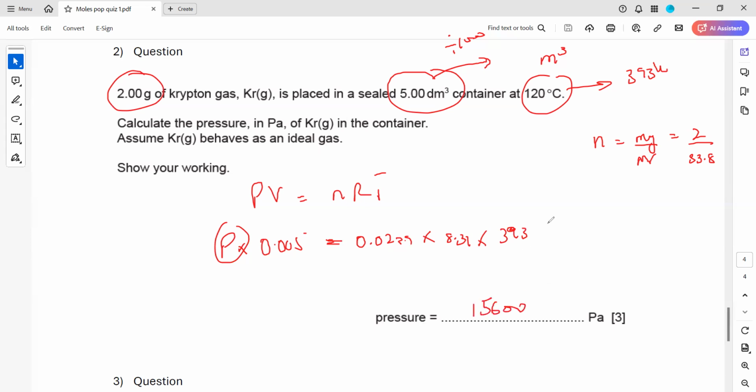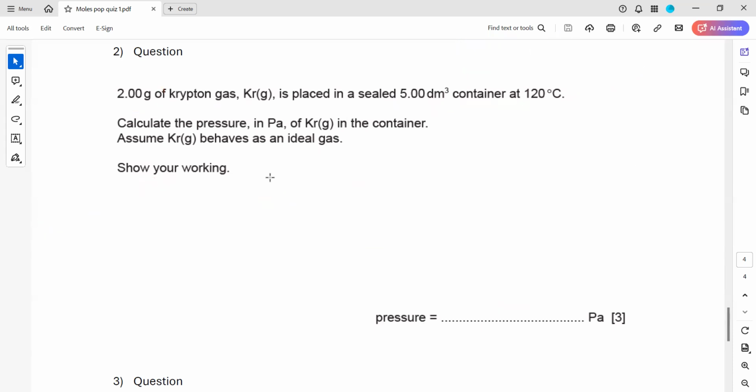So for these questions, the important thing is unit conversion. Sometimes you see a question, but you don't convert a unit, and the final answer will be wrong. So volume should always be in meter cube, temperature should always be in Kelvin, and you should have the moles, and the pressure should be in Pascal. Sometimes it is in atm. So 1 atm is equivalent to 100,000 Pascal, or 1 × 10^5 Pascal. So unit conversion is the most important thing for these questions related to the ideal gas.